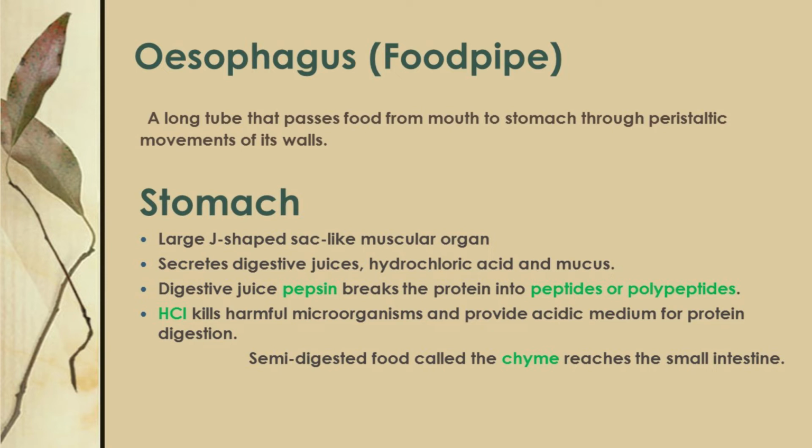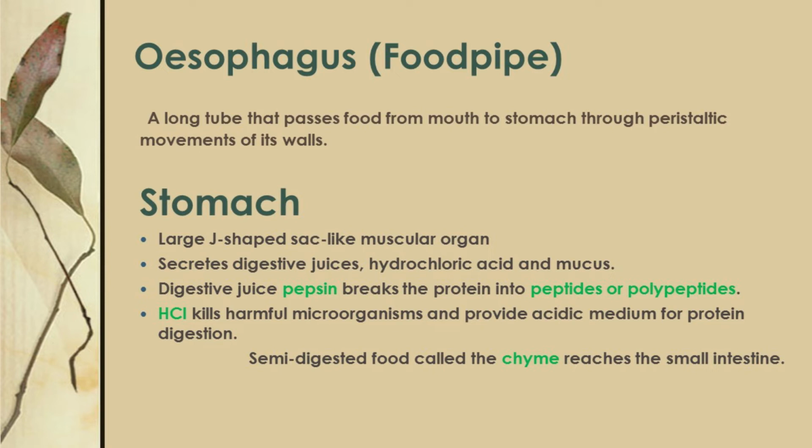Pepsin acts on protein, and it breaks protein into peptides and polypeptides. And the hydrochloric acid secreted by the stomach is also very useful. It kills the harmful microorganisms and provides an acidic medium for the breakdown of the proteins by pepsin. It means pepsin works only in an acidic medium.